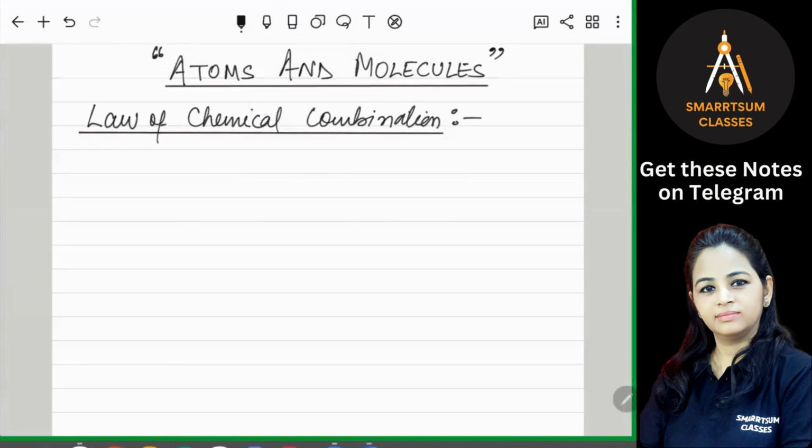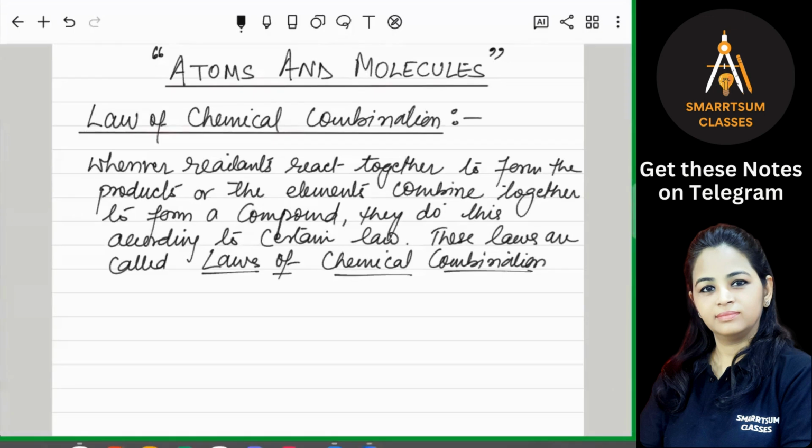So whenever reactants react together, means when the substances which are reacting to form some new substance, right? The substances which are reacting are called reactants. So whenever reactants react together to form the products, or the elements combine together to form a compound, they do this according to certain laws. Is that clear? And these laws are called laws of chemical combination. So please write.